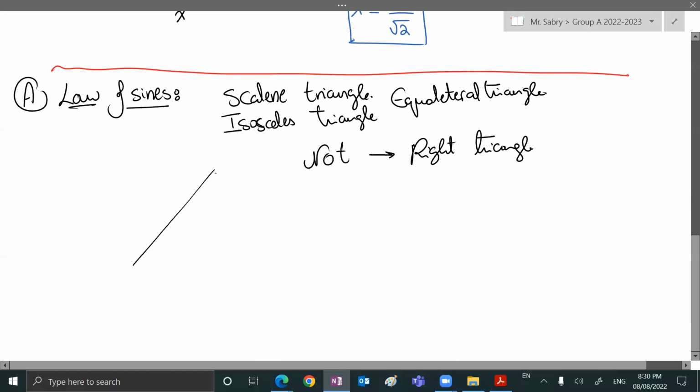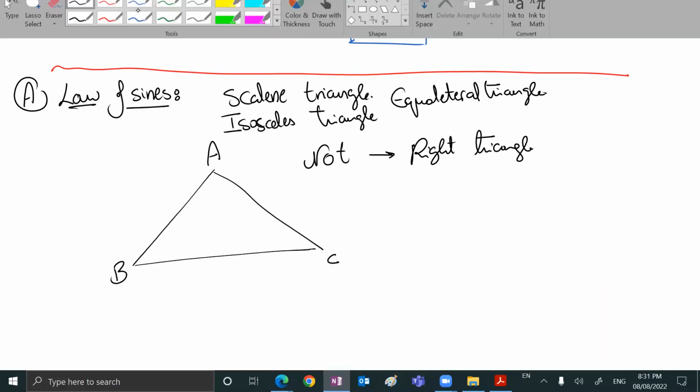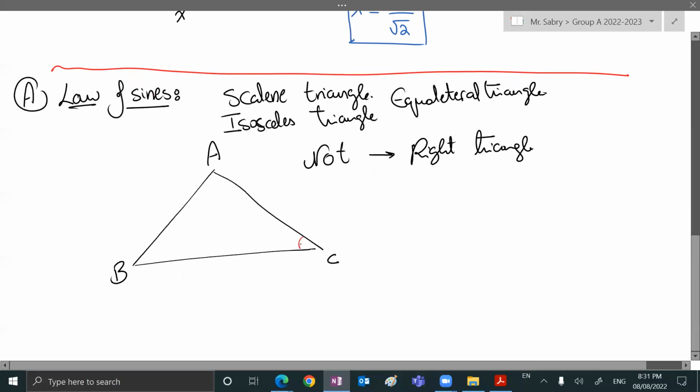So what does it say? The law of sines says that if you have a triangle like this one with various sides with different measures, this angle is A, this angle is B, this angle is C. The side in front of angle C is a small c. The side in front of capital A is small a. And the side in front of capital B is small b.